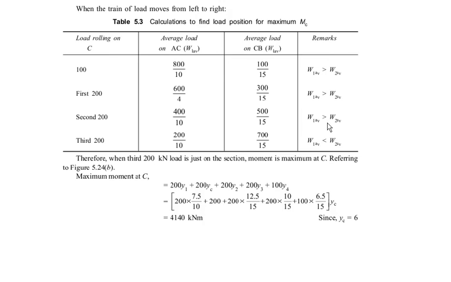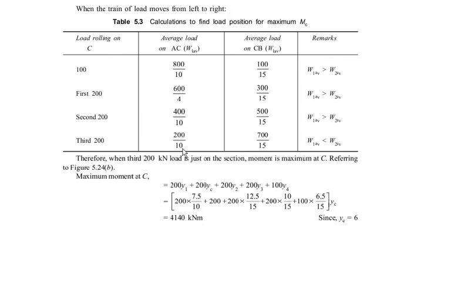So we are going to the next load. We are going to make the next load also cross the section C. So the third 200 kilonewton load has just crossed the section C. So now the average load on CB will be 100 plus 200 plus 200 plus 200, 700 divided by the length of the portion CB, which is 15. On the portion AC, there's only one load, which is 200. So 200 divided by the length of the portion AC, which is 10.